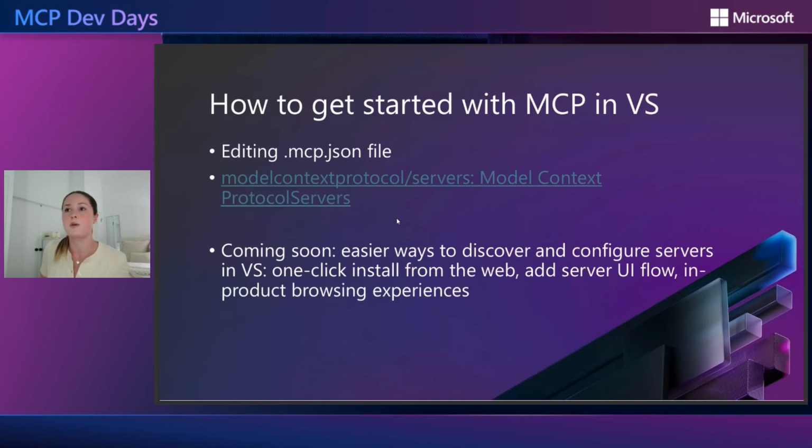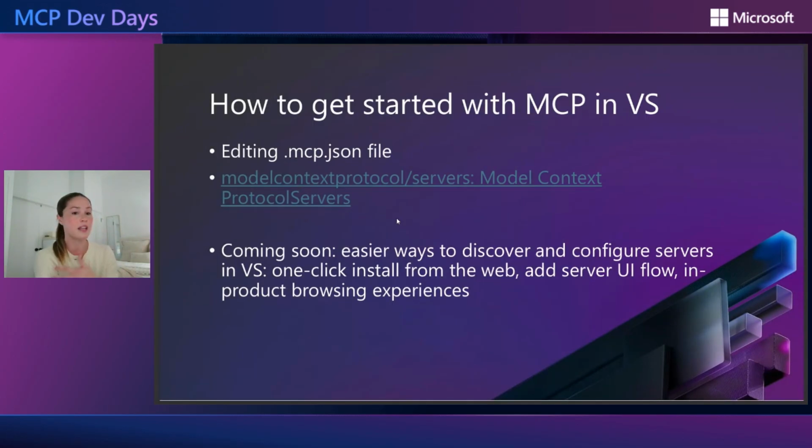So how can you actually get started with Model Context Protocol in Visual Studio? Today we have one way that you can add server connections in your projects. That would be by adding a .mcp.json file into your solution directory and then using JSON to specify any servers that you want to connect to. So that's the way that we have right now.